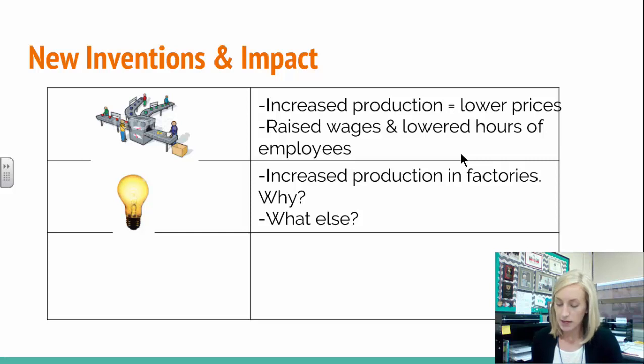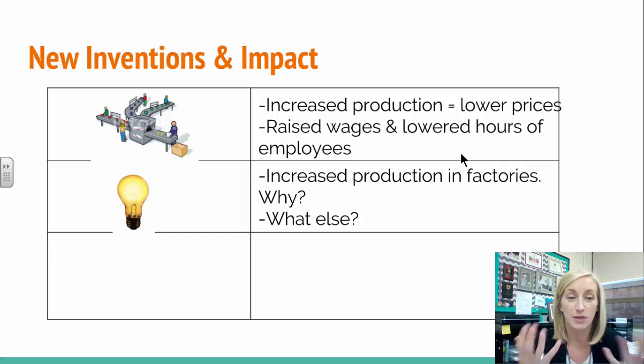The next one is the incandescent light bulb. This one being kind of obvious, like, hello, electricity. It increased production in factories. Why? Well, because they were able to work at night. People were able to work that 3rd shift. So factories were then able to be open around the clock, producing goods, further driving down those prices, raising wages, and those sorts of things.